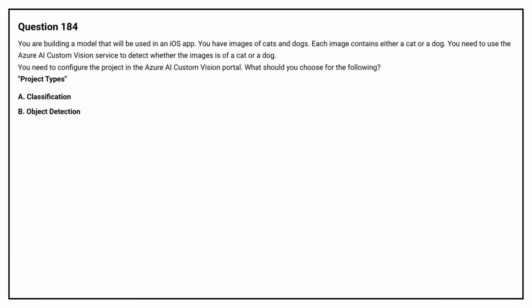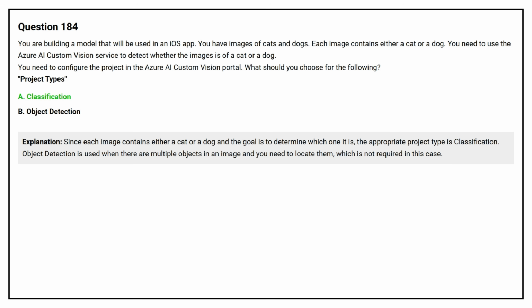Project types. Option A, classification. Option B, object detection. The correct answer is option A, classification.